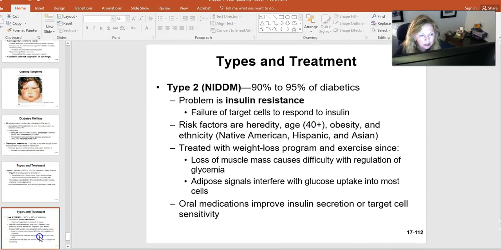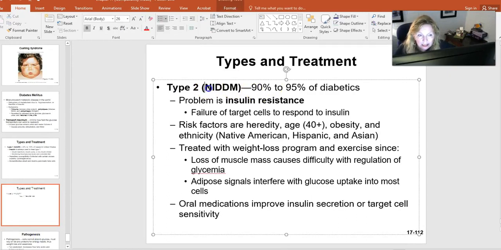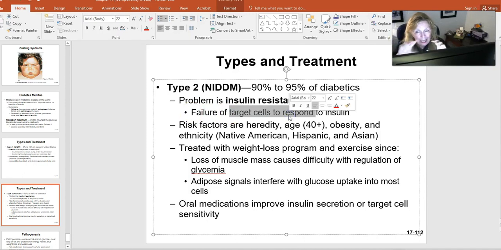Now, type 2 is non-insulin dependent diabetes mellitus. This is by far and away most diabetics. And the problem is actually not so much that the person's not producing insulin. It's not because something attacked their beta islet cells, not at all. They have insulin. The problem is that the target cells are not responding. You know how I told you in upregulation, the target cells have to be able to respond by placing receptors. The target cells become so tired of so much insulin being produced that they stop doing it.